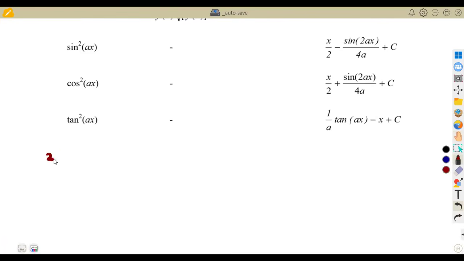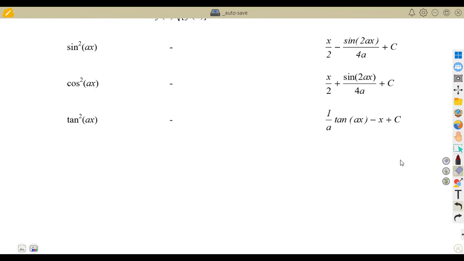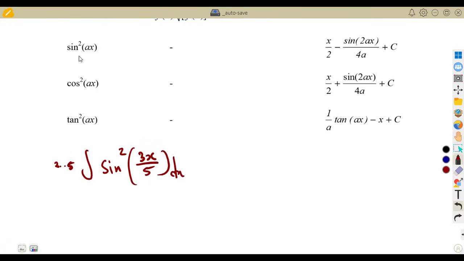So it was 2.5. It was given as the integral of sine squared 3x over 5, with respect to x. If we check, this is the same format, sine squared ax. As long as we can properly see our a, the number that is affecting x, we are supposed to get our answer as x over 2.